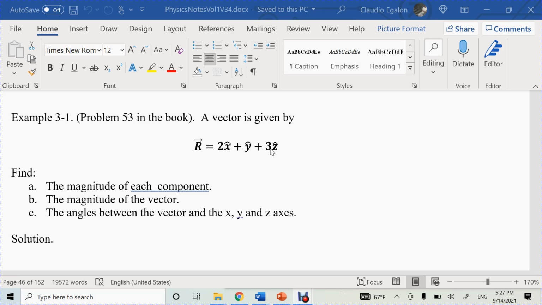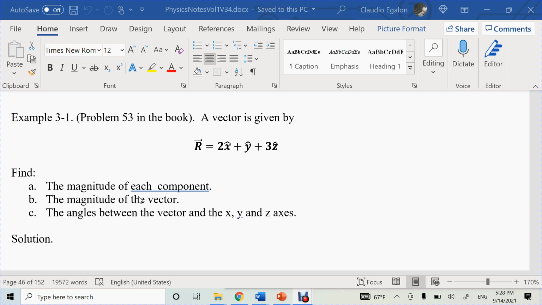Okay, what's the magnitude of each component? That's easy, right? 2, 1, and 3. What about the magnitude of the vector? Let's make a drawing here. 2, 1, and 3. X, Y, and Z, right? The x component is 2 units. Here you go. So go ahead, 1, 2.